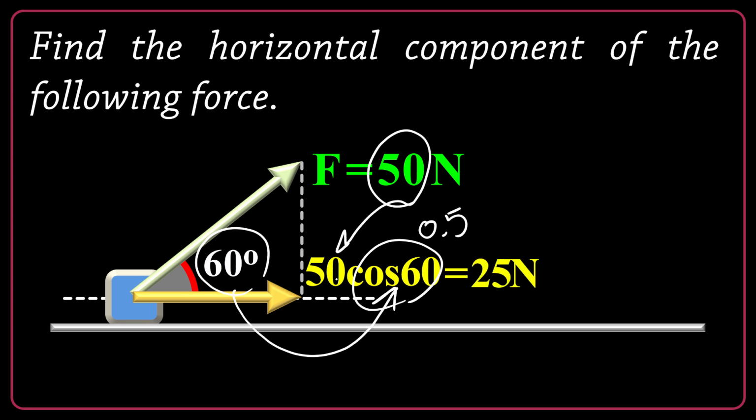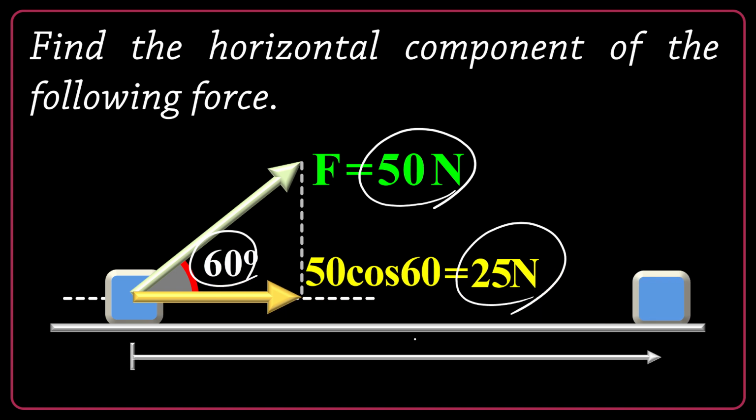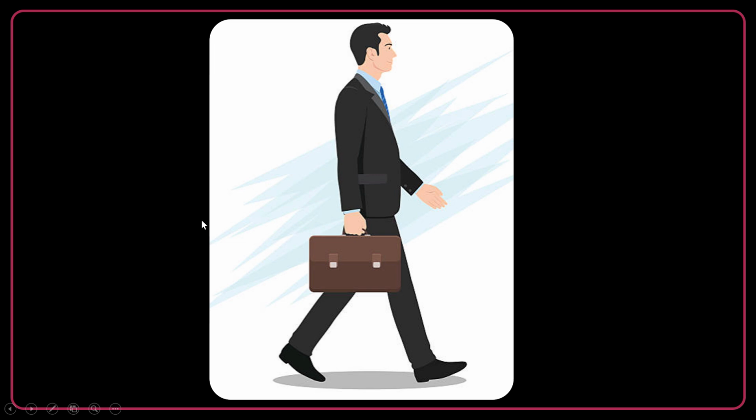It means that if an object is acted on by 50 newtons, making an angle of 60 degrees to the horizontal, it's effectively acting with 25 newtons of force on the object. This is exactly the force that will push or pull the object in the horizontal direction. So 50 newtons is not the force pushing or pulling the object in the horizontal direction. Actually, this is 25.